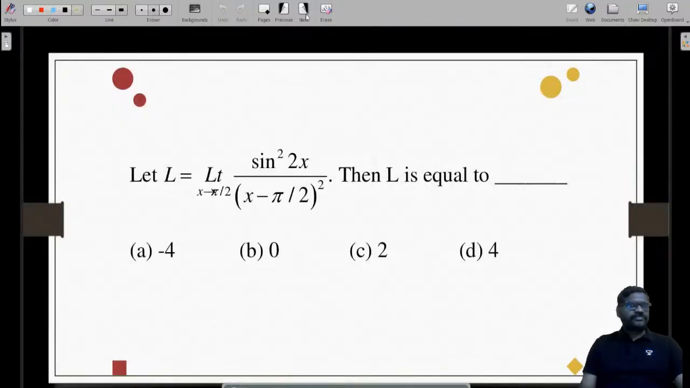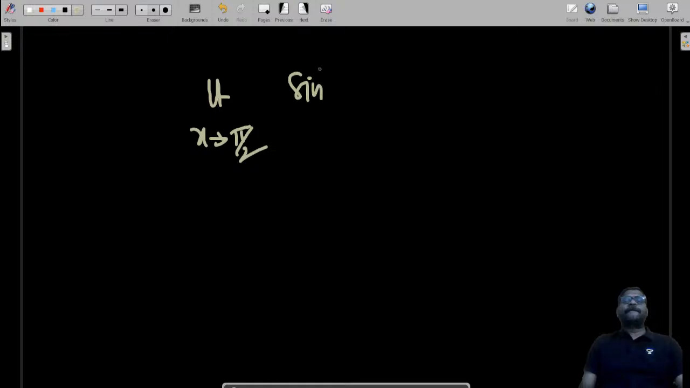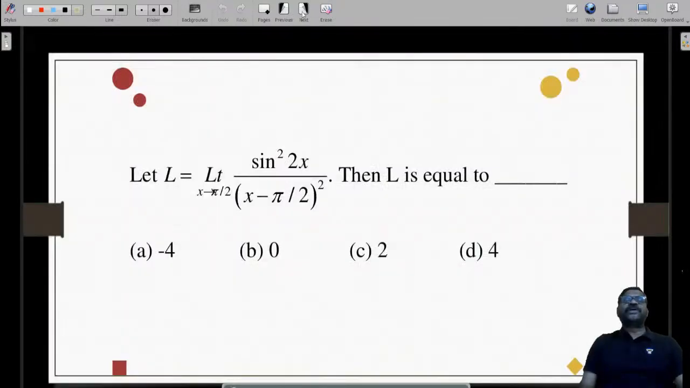Next problem. Limit x tends to pi by 2 of sin square x by (x minus pi by 2) whole square, then what is the value of the limit? Limit x tends to pi by 2 sin square x by (x minus pi by 2) whole square.